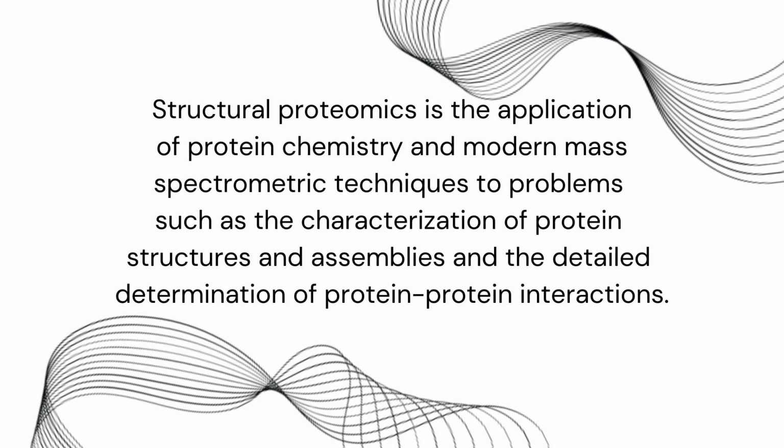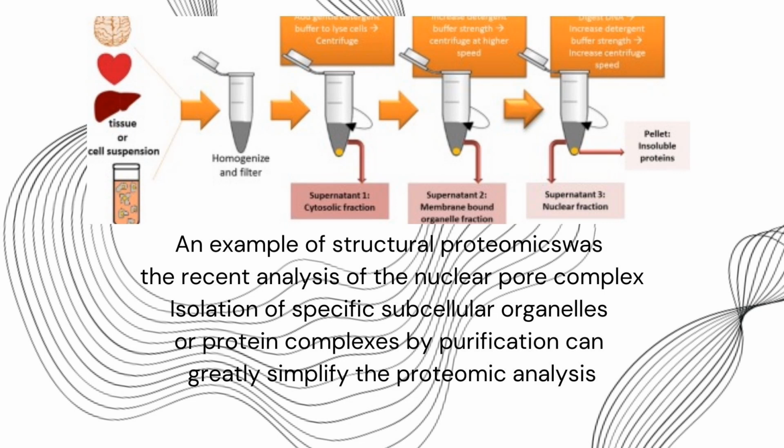Structural proteomics is the application of protein chemistry and modern mass spectrometric techniques to problems such as the characterization of protein structure and assemblies, and the detailed determination of protein-protein interactions. An example of structural proteomics was the recent analysis of the nuclear pore complex. Isolation of specific subcellular organelles or protein complexes by purification can greatly simplify the proteomic analysis.